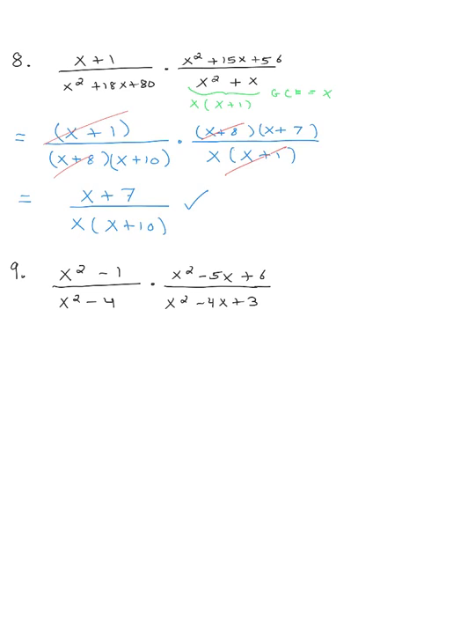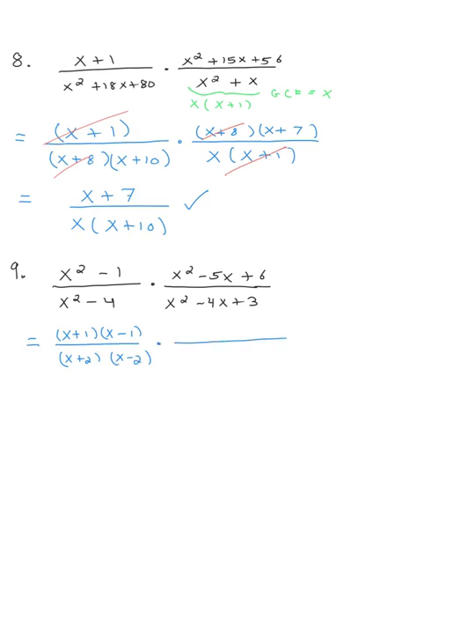There are no greatest common factors to worry about in question 9. Both terms, or numerator and denominator I should say, in the first fraction are perfect squares. I have a difference of 2 squares for both the top and the bottom. That means I have x plus 1 and x minus 1. The product is -1, the sum is 0. Likewise for the denominator, I have x plus 2 and x minus 2.